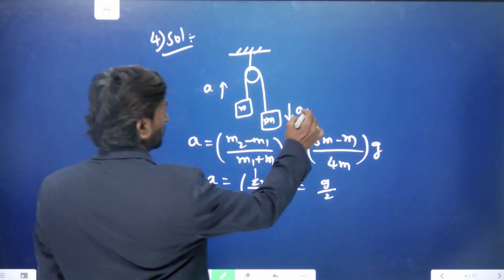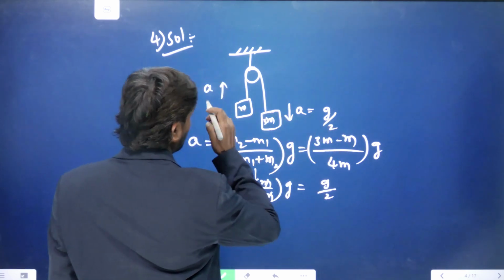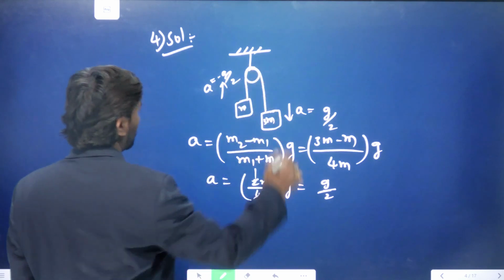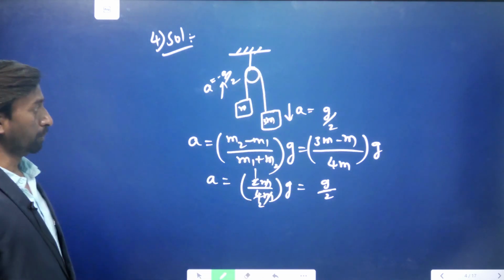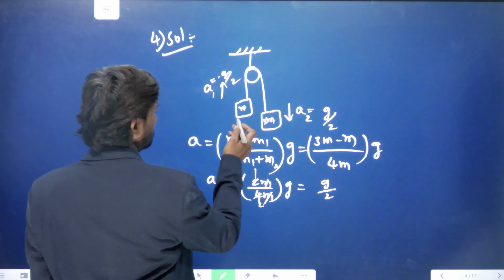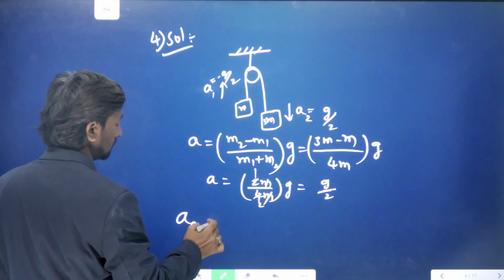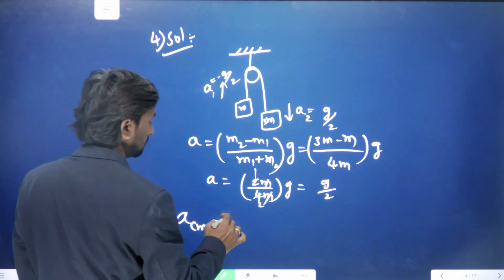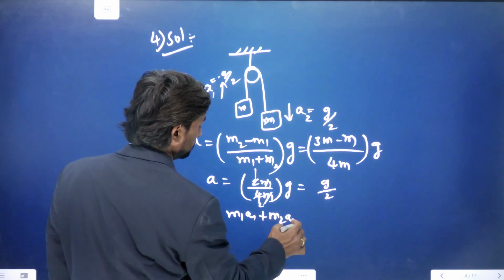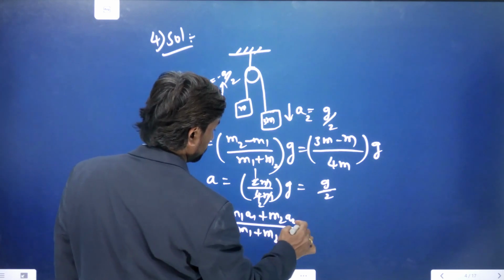So now here we can write this is g by 2, it is moving downwards, and this is moving upwards. We can write here minus g by 2. Now for the center of mass acceleration, let us consider this is a1 and this is a2. So mass is here m and a1 is this one. The center of mass acceleration formula can be written as m1 a1 plus m2 a2 divided by m1 plus m2.